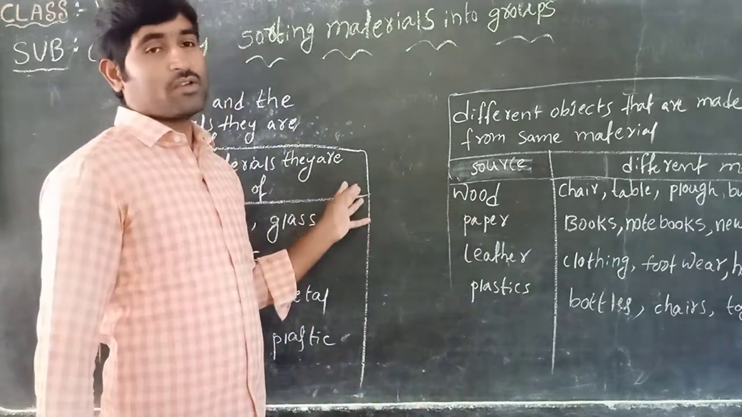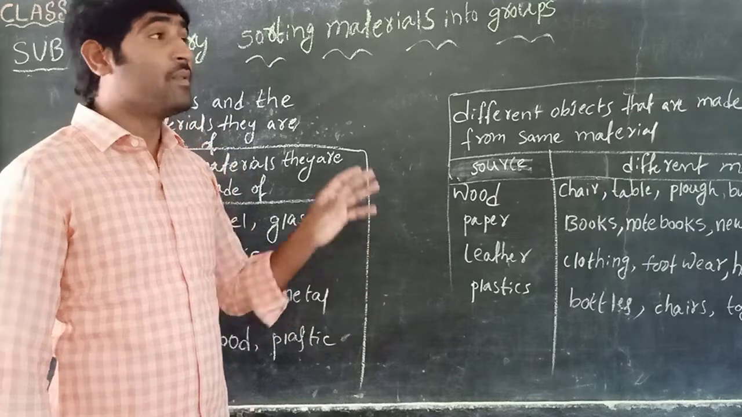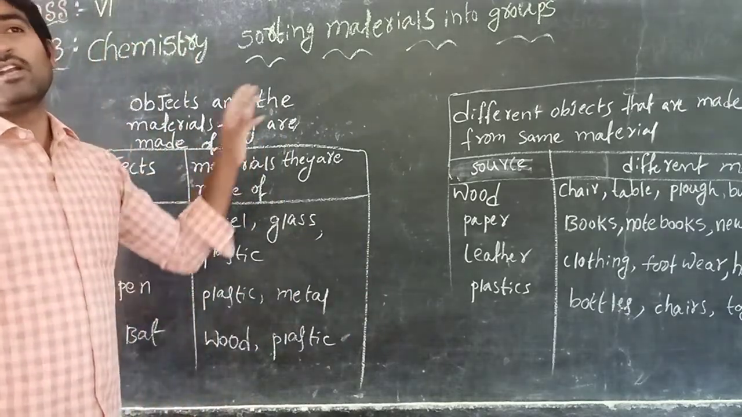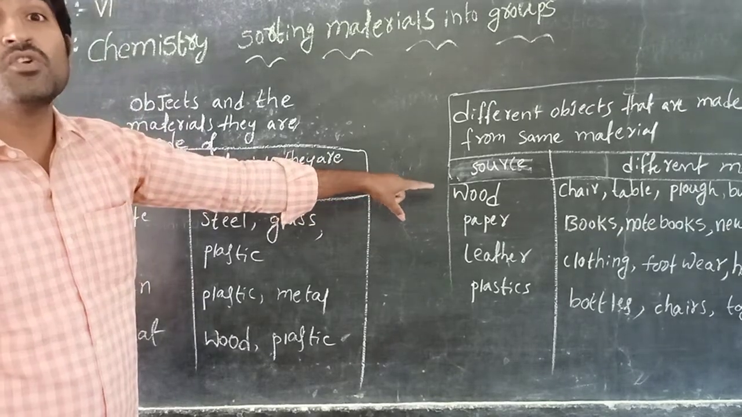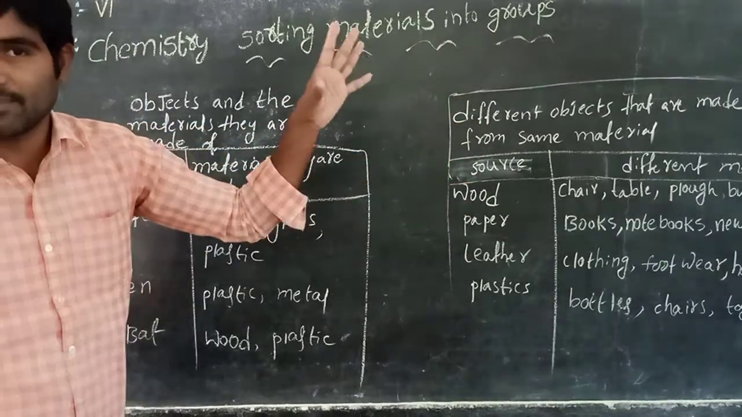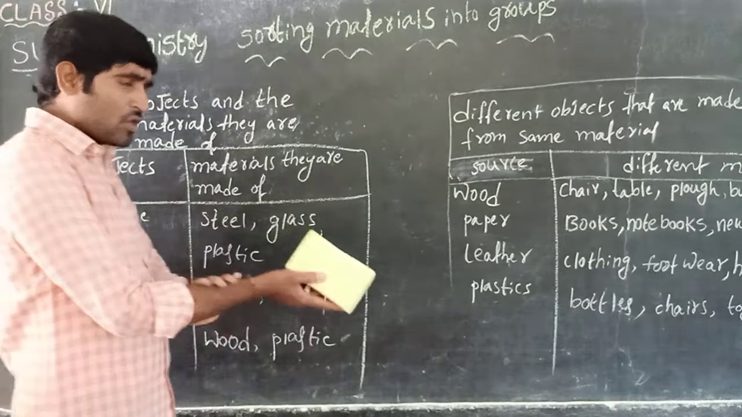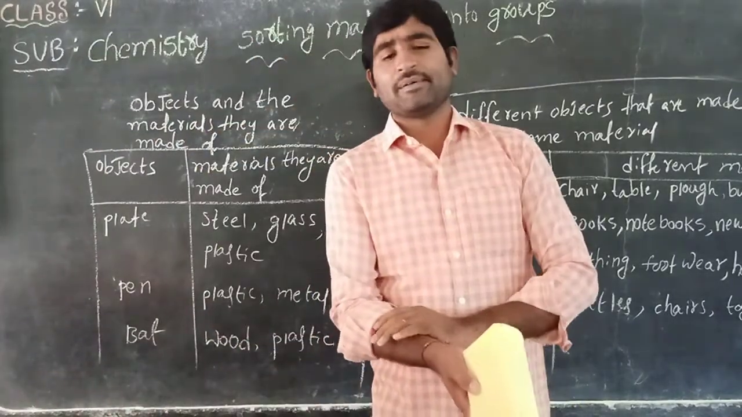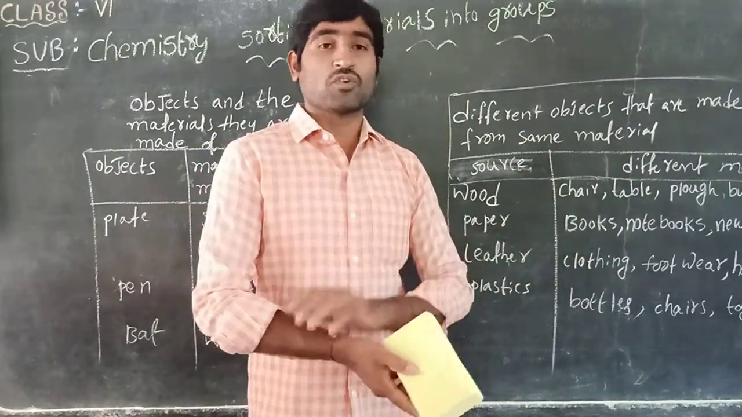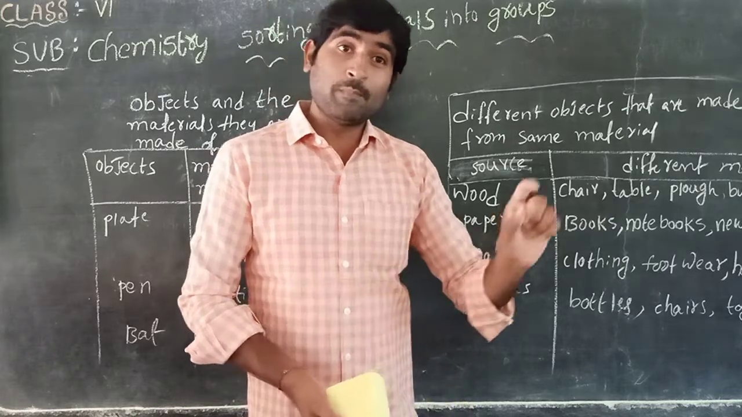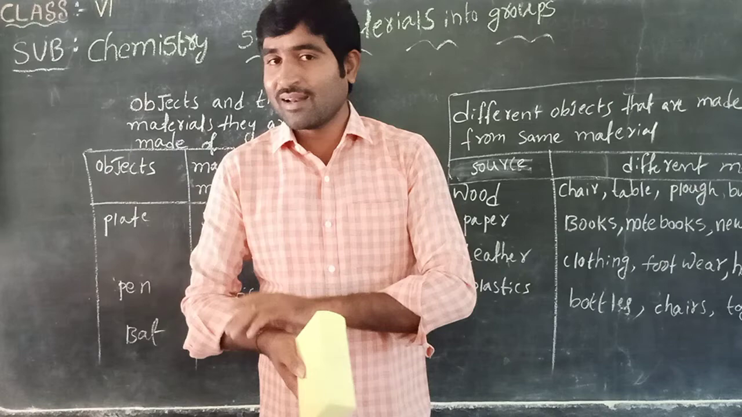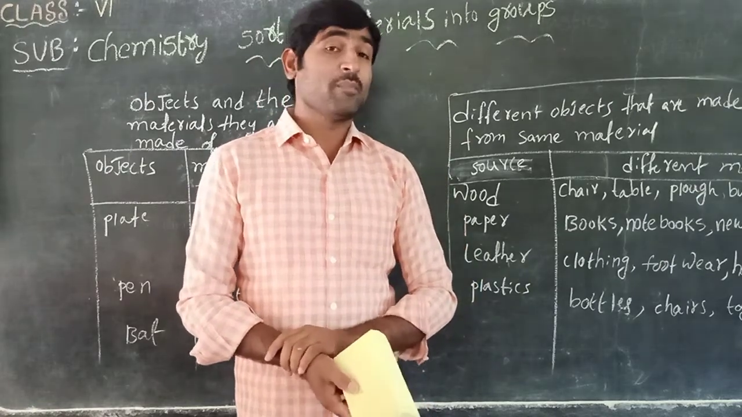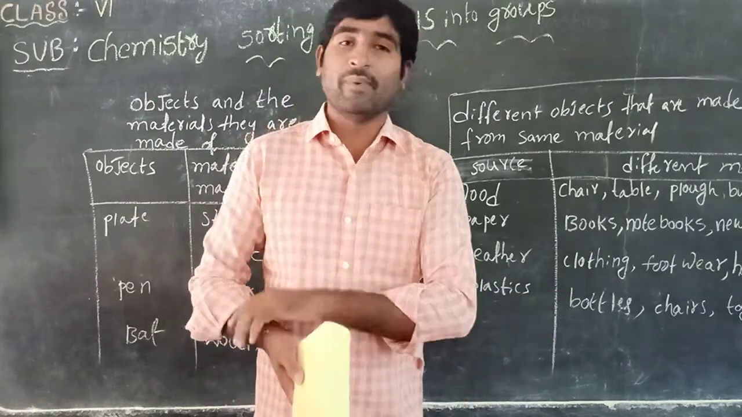Here in these two tables, we discussed that one material is made from different sources, and one source can make different materials. Understood? Yes. So like this we made objects from different sources. But for all purposes, will you use the same kind of source of materials? No. Depending upon the situation, we will choose different materials.